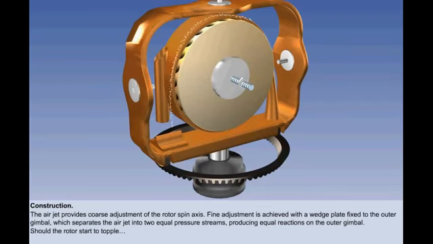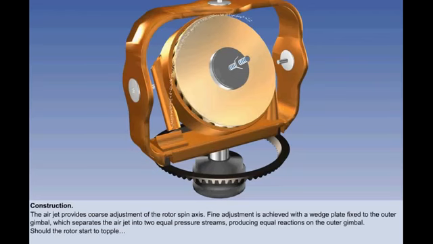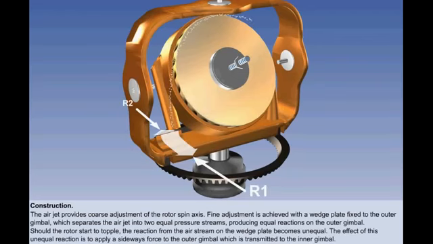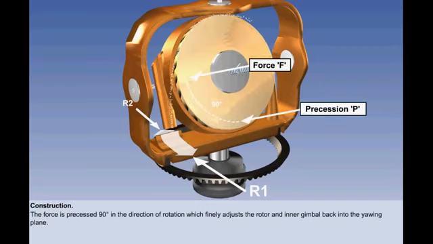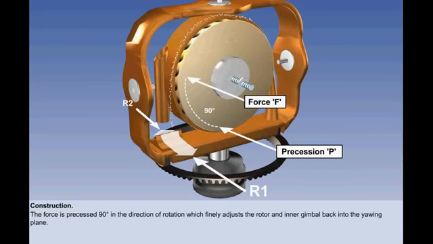However, should the rotor start to topple, the reaction from the airstream on the wedge plate becomes unequal. The effect of this unequal reaction is to apply a sideways force to the outer gimbal, which is transmitted to the inner gimbal. We will call this force F. Force F is precessed by the gyro 90 degrees in the direction of rotation to location P, as we can see here, and this finally adjusts the rotor and inner gimbal back into the yawing plane.